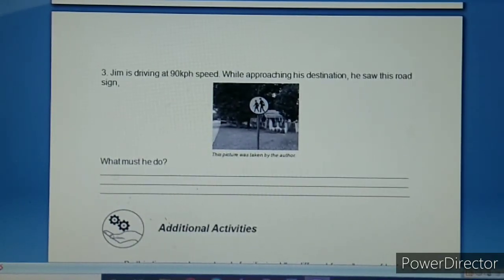Okay, the correct answer is Jim must slow down because he is approaching the school zone. Again, Jim must slow down because he is approaching the school zone. Here is the correct answer for number 3. Jim must slow down because he is approaching the school zone.